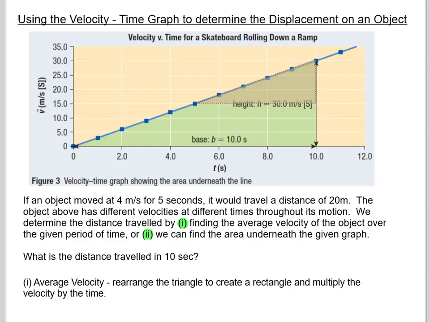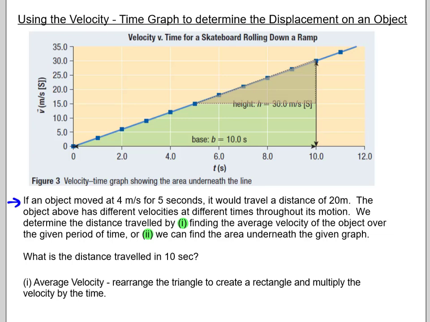All right, so using the velocity time graph to determine the displacement of an object. If an object moved at 4 meters per second for 5 seconds, it would travel a distance of 20 meters. The object above has different velocities. This object in the graph here has different velocities at different times. Because that's changing, we have to think a little differently.